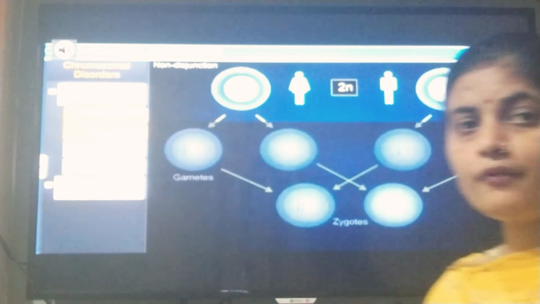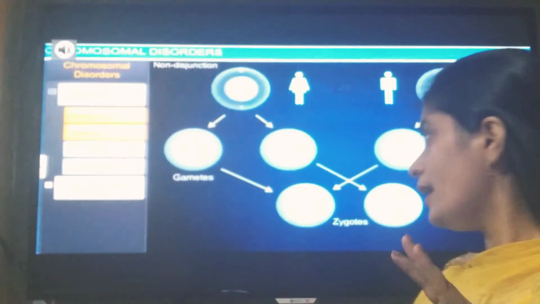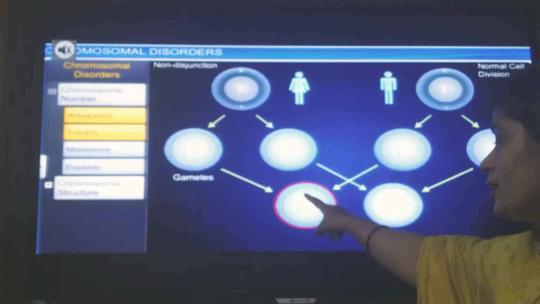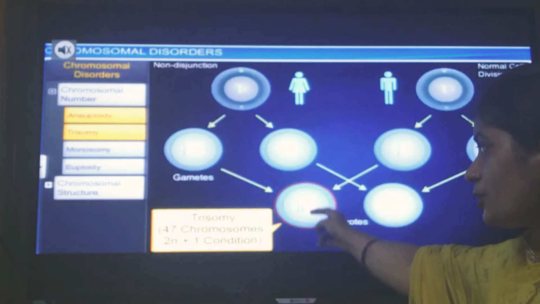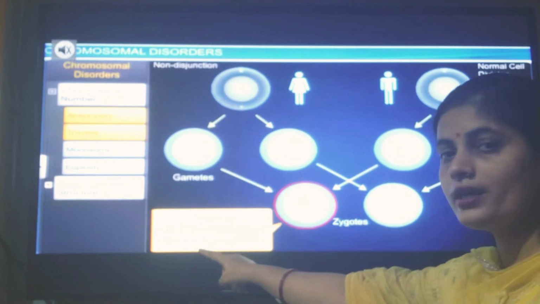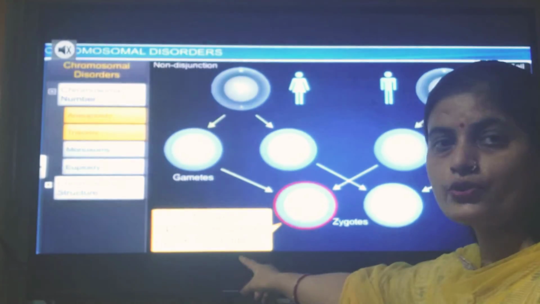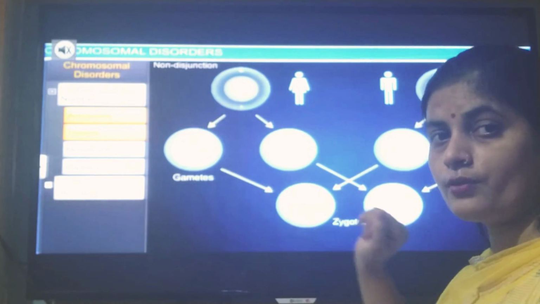Trisomy means tri, you have to understand from the term, 3, and mono, you have to understand from the term, 1. So you can just see here, among the two pairs, one extra pair has occurred. That means two pairs were there, one extra chromosome has entered. So that is called trisomy. This you have to remember.